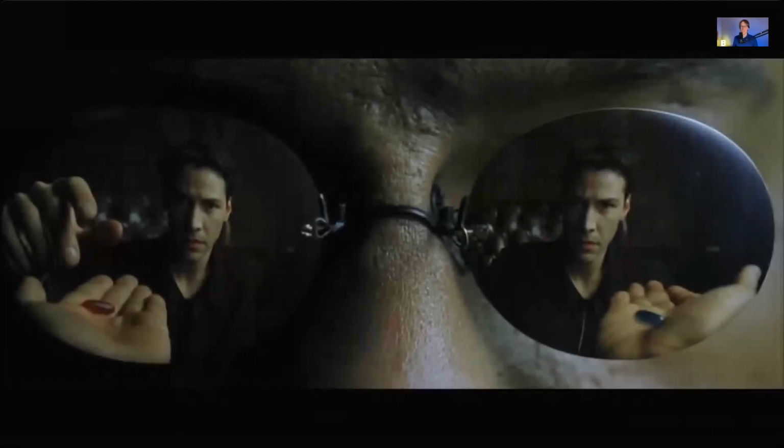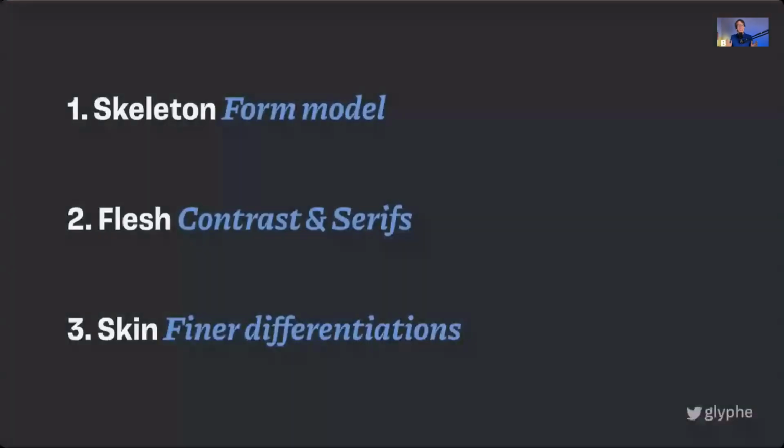All right, so we take the red pill, we go deep, and what do we find? Do we find the matrix? We find the matrix. We find a new way of looking at typefaces. I really like this approach. It's more or less thinking less about the superficial level, and thinking more about the construction and how things are connected to each other. And this concept talks about skeleton, flesh, and skin.